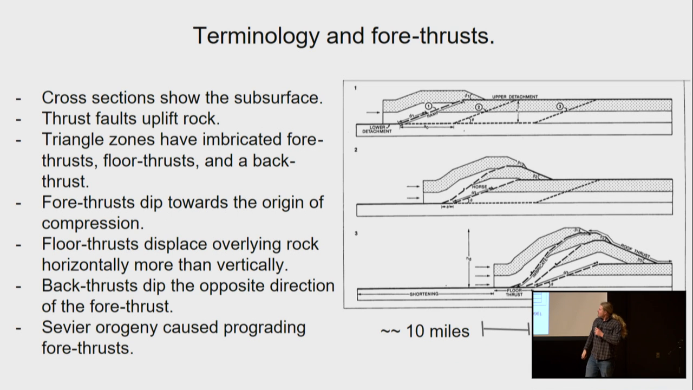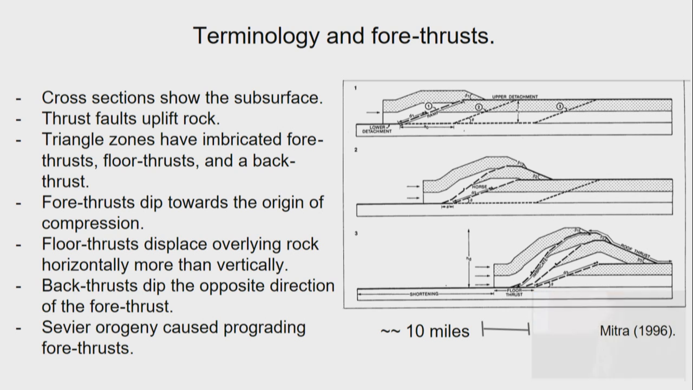Okay, so what a triangle zone is basically, it has these four thrusts dipping this way. It has a floor thrust like this, and it has a back thrust here. All those definitions are listed up there if you're just dying to know what they mean, but I'm going to try and explain that to you within the context, rather.